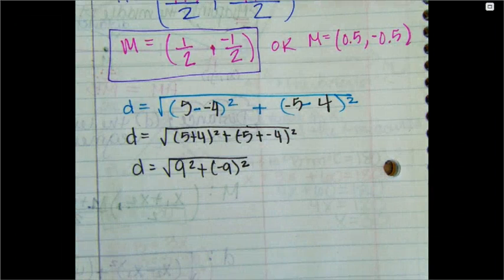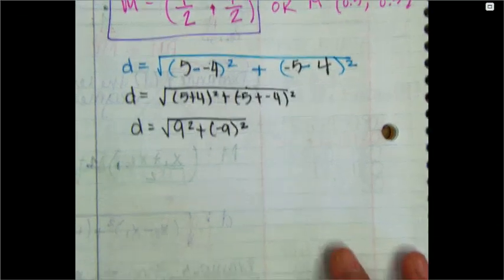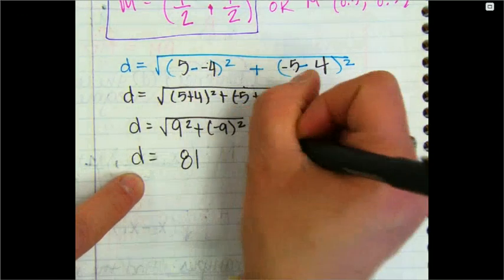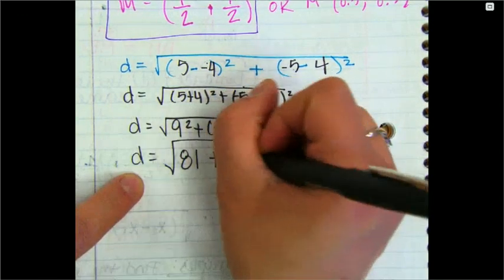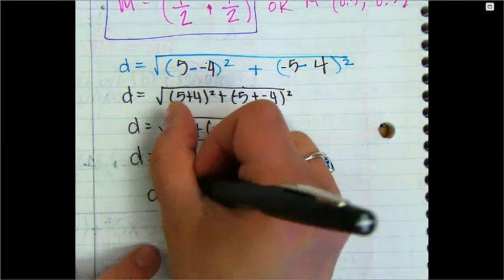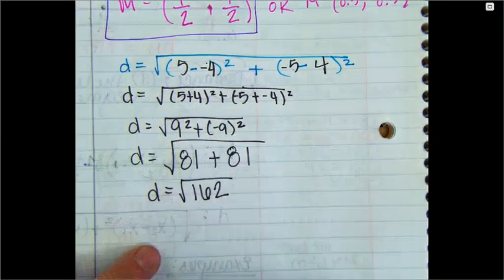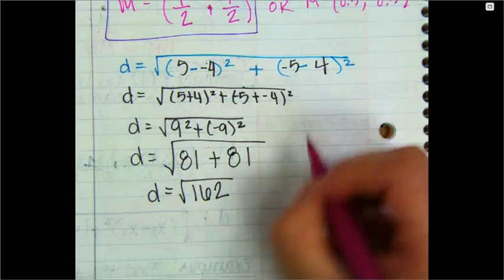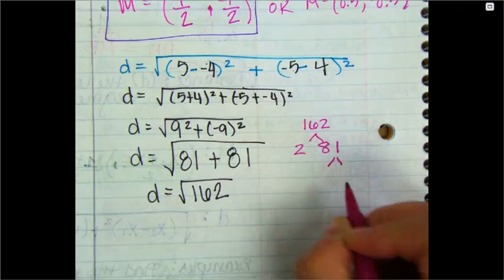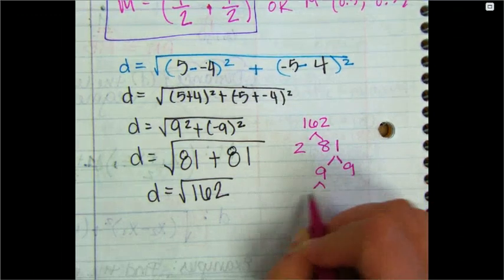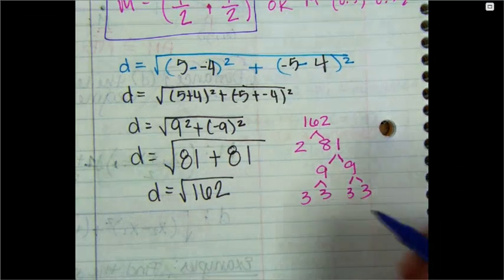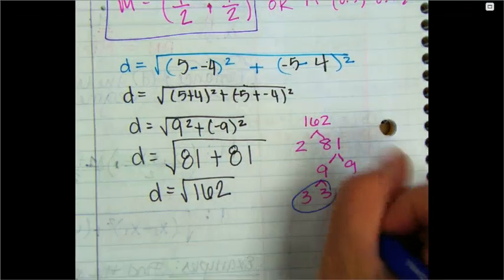Good. Some of you messed up on your negatives or you plugged in wrong, okay? So be careful. All right, 9 squared is 81. -9 squared is still 81. Adding 81 and 81, 162. Very good. Factor tree 162 on this side. What goes into 162? 2 and 81. 81 is what? 9 and 9. 9s are 3, 3, and 3, 3. Circling groups of what? 2s, which is our 3s.